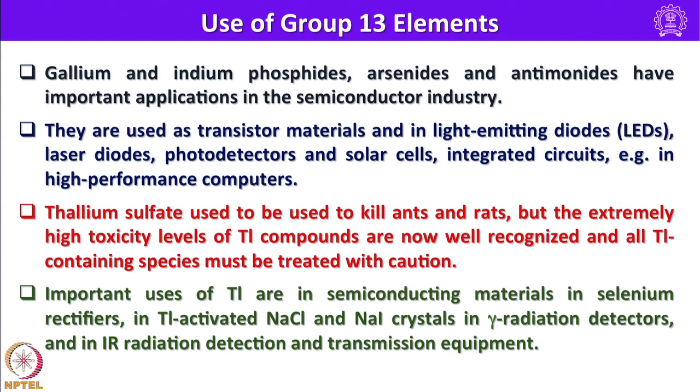Thallium sulfate was used to kill ants and rats, but the extremely high toxicity level of thallium compounds is now well recognized, and as a result they are not used as poisons. Important uses of thallium are in semiconducting materials, in selenium rectifiers, in thallium activated sodium chloride and sodium iodide crystals, in gamma radiation detectors, and also in IR radiation detection and transmission equipment.